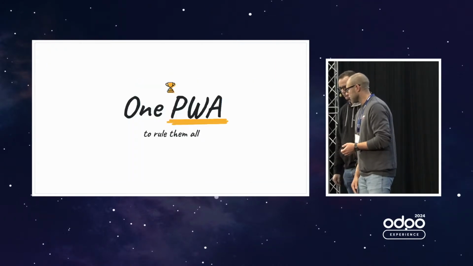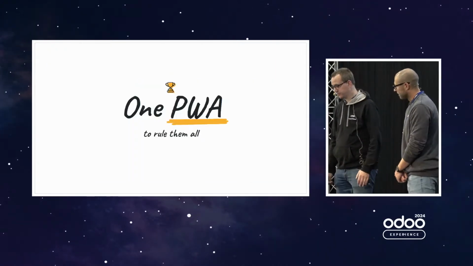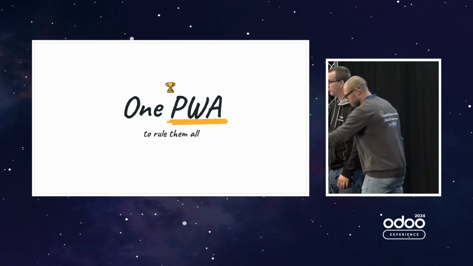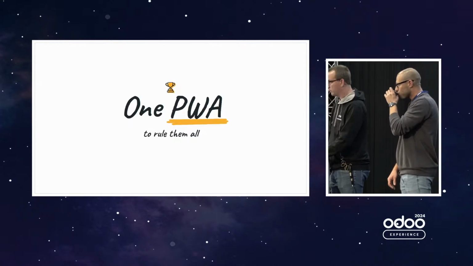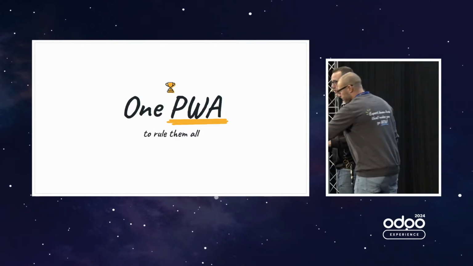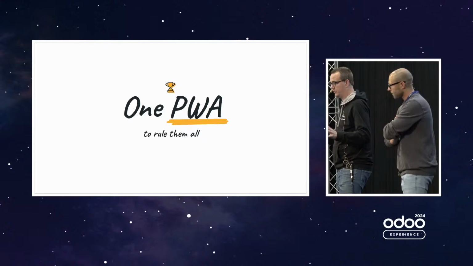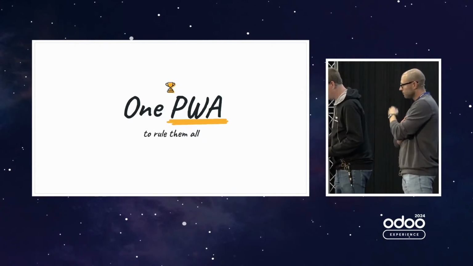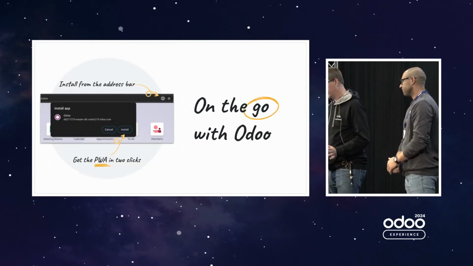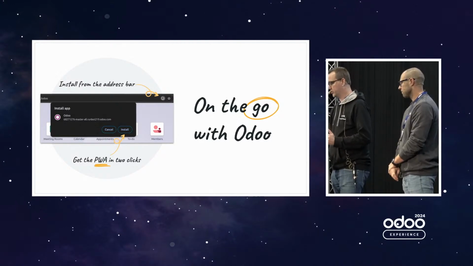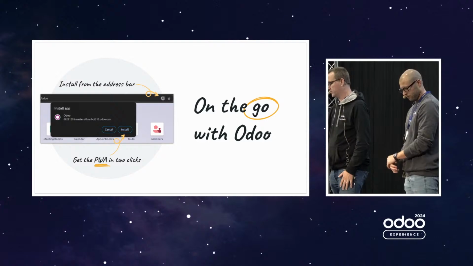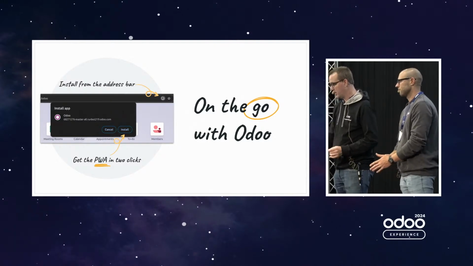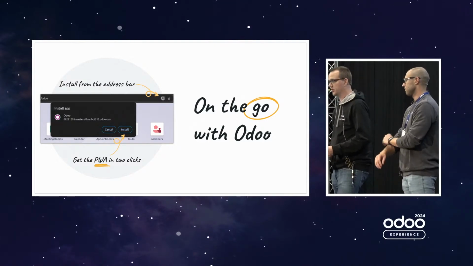Cedric, it's your time. Thank you, Julien, for this theoretical part. So now let's dive into the practical part. First of all, we'll check together how we can install the global web application for Odoo. It's quite easy. In your desktop web browser, you will find a small icon in the address bar, and you will get the web application in 2 clicks.